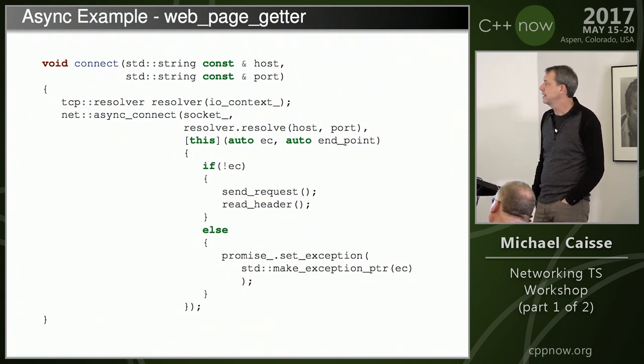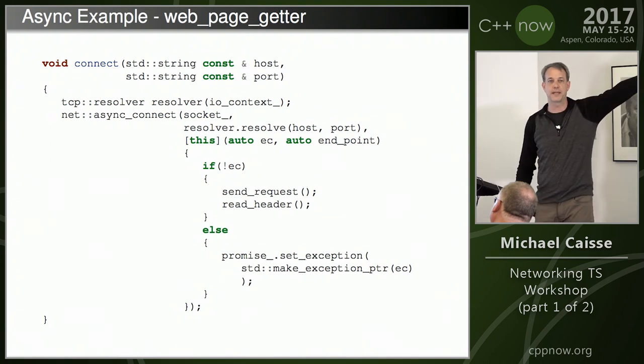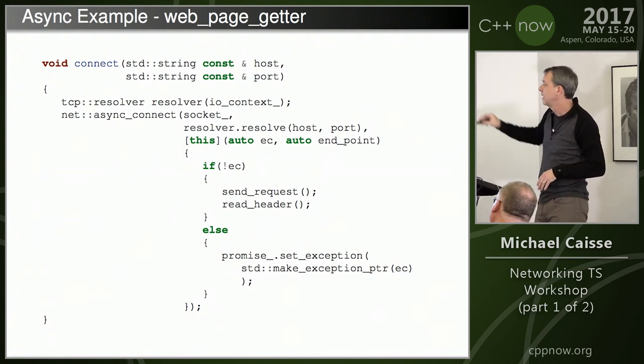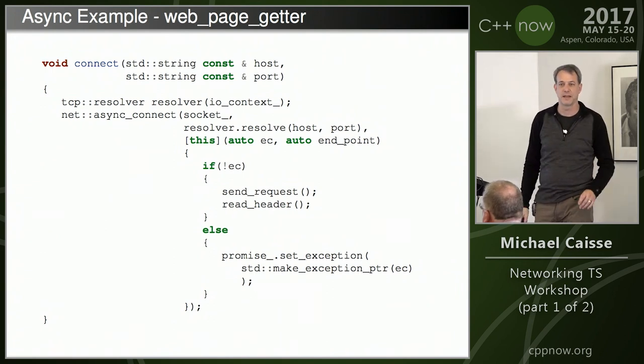So what does connect look like? Here is the resolver. And we're going to call async connect, passing it the resolver. And then what do we want done when it's complete? Okay, here's our completion handler. So we have the error code, and then the endpoint happens to be the other thing that's passed in. We're not going to use it. We're just going to check to see if there was no error. If there's no error, we're going to send the request and we're going to read the header. Those are the two things we need to do, right? We need to send the request to get the web page, and then start reading the header in. Otherwise, if there was a problem, we're just going to call setException with whatever our error code is that came in on the promise. Okay. We're going to call it good.